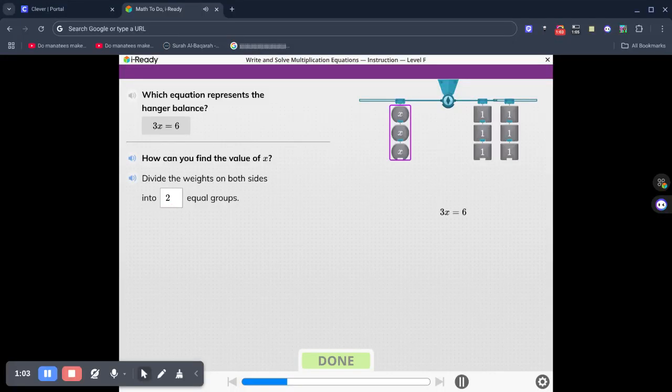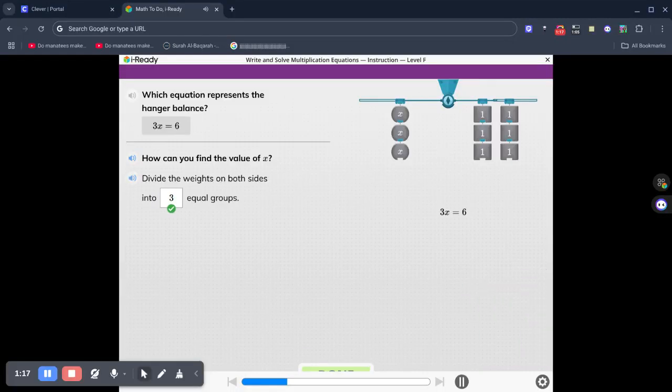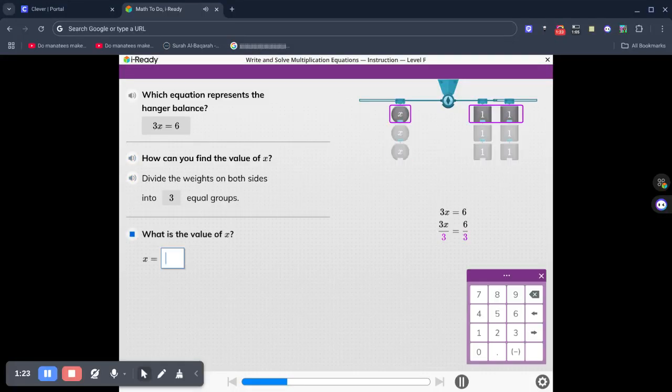Each equal group should have 1x in it. Find the number of groups you need. You can divide the weights on both sides into 3 equal groups. What is the value of x?